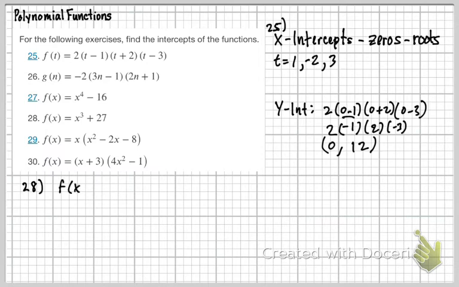So that's f of x equals x cubed plus 27. I'm going to find the y-intercept first because that's really fast. I just plug in 0 for x. So I'm going to get 27 for y. I can do that one in my head, just because I'm zeroing that out and I've got 27 left. Okay, so let's find the other one now, the x-intercept.